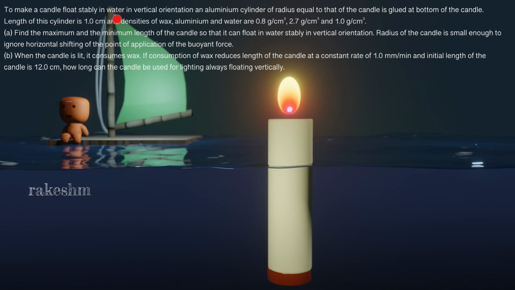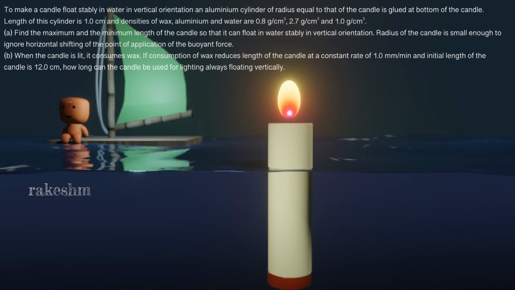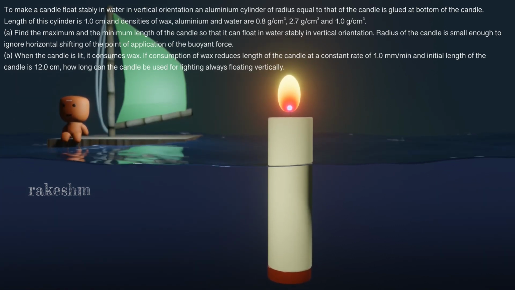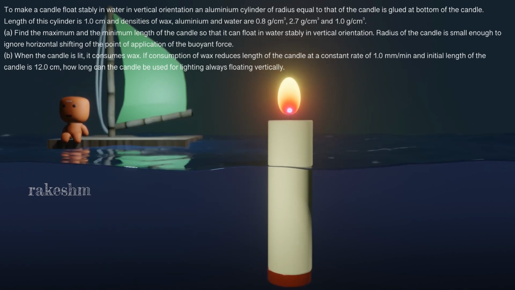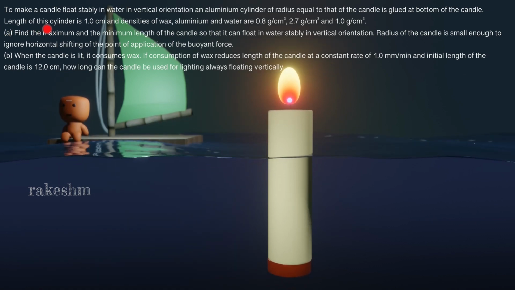To make a candle float stably in water in vertical orientation, an aluminium cylinder of radius equal to that of the candle is glued at the bottom of the candle. So to make this candle float stably, there is an aluminium cylinder you can see here which is glued at the bottom. The length of the aluminium cylinder is 1 centimeter.